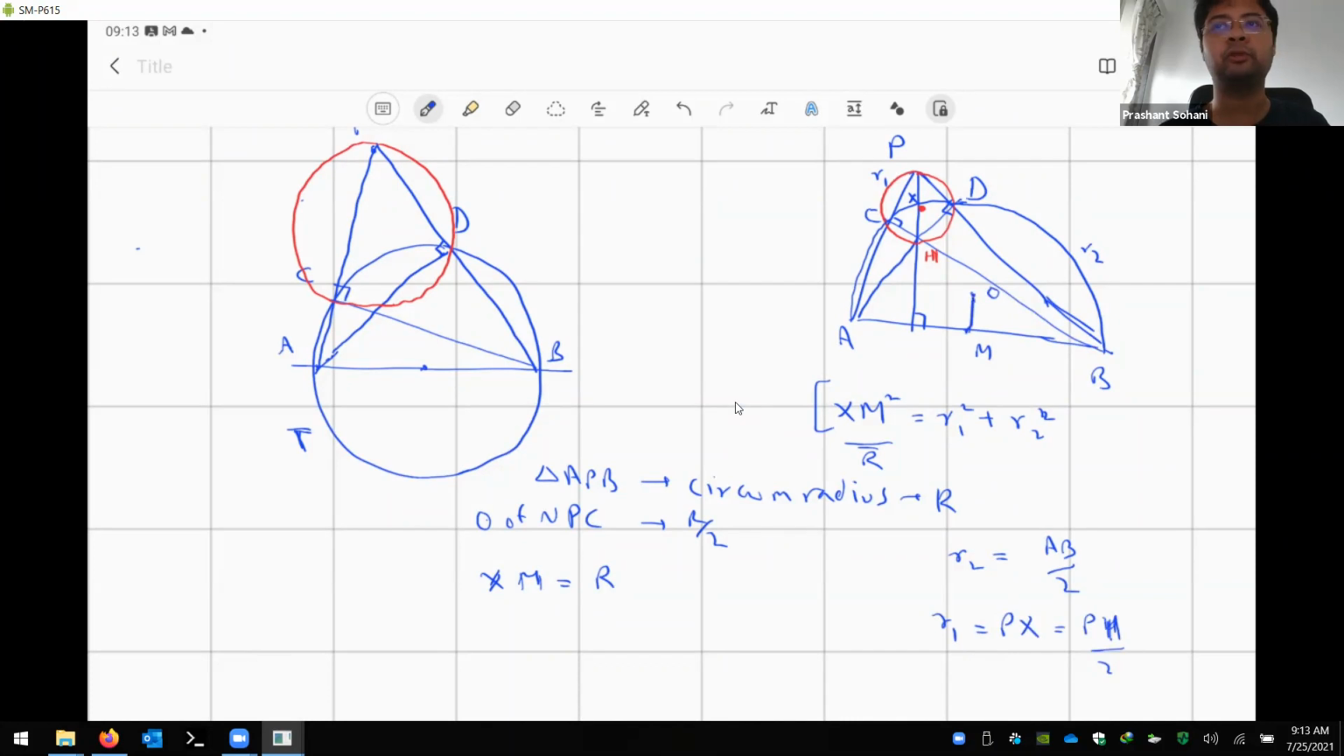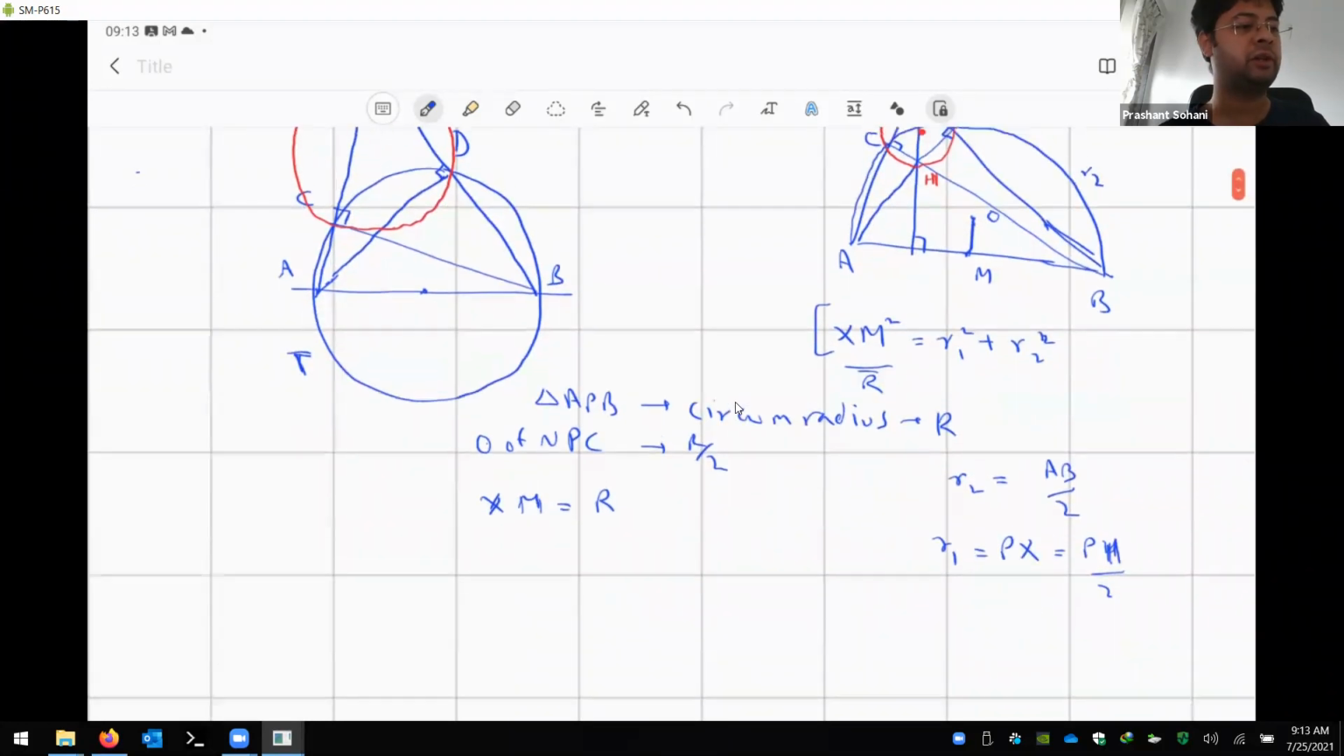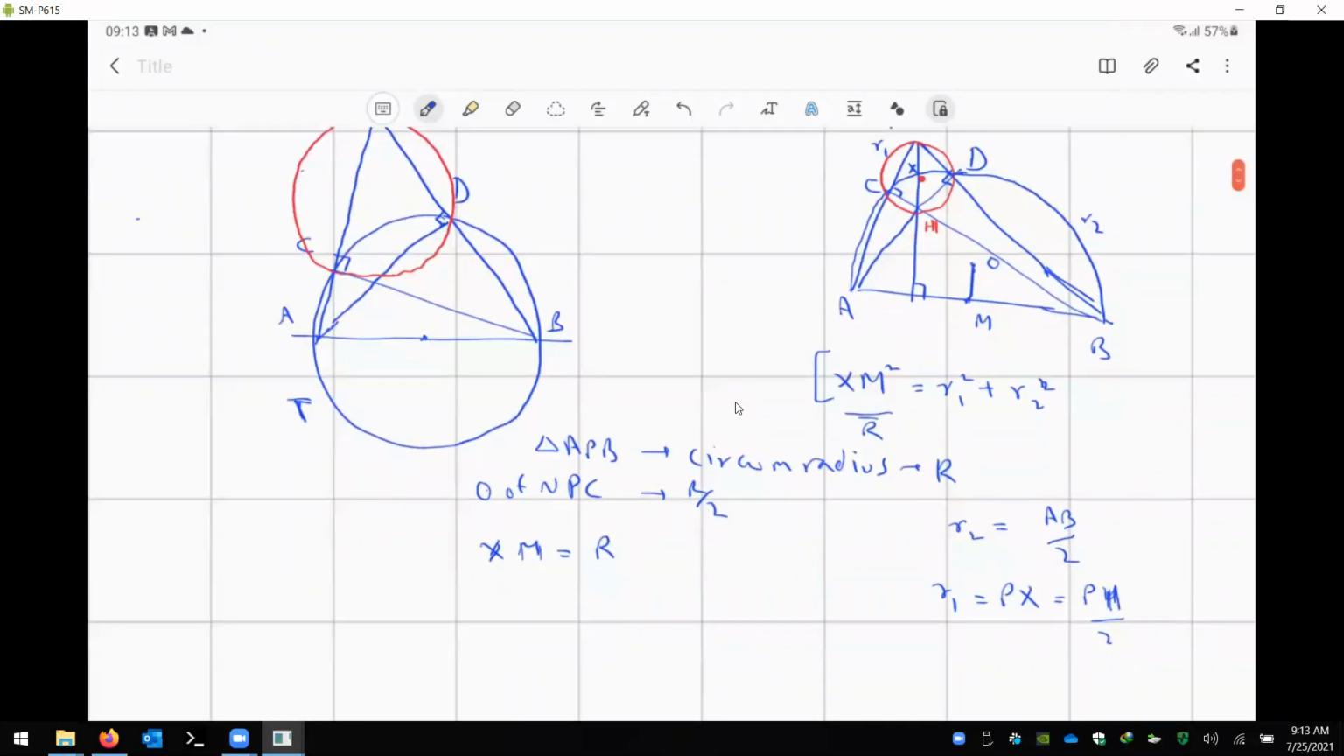Yes. So another property that you may have studied is this OM is half of PH. Are you aware of this property? Yes, sir. Okay. So then are we done? Because then we have all the pieces required, right?